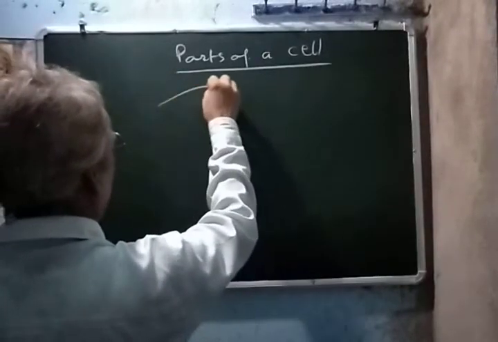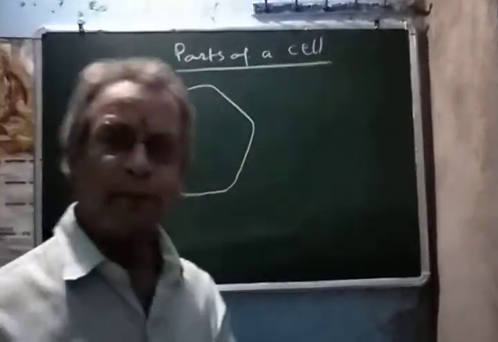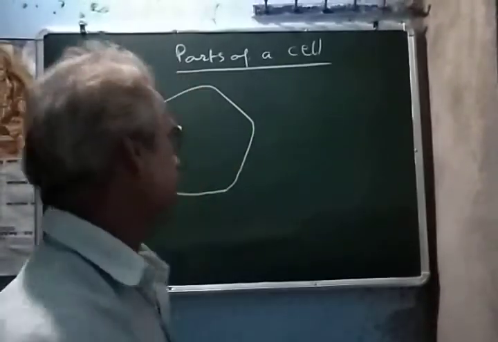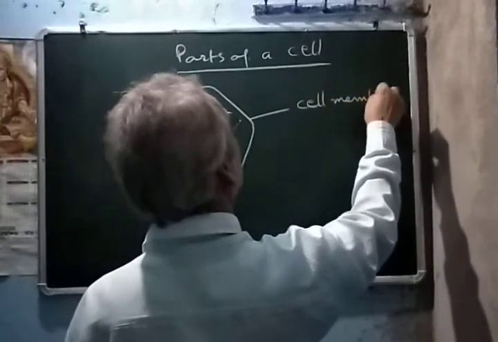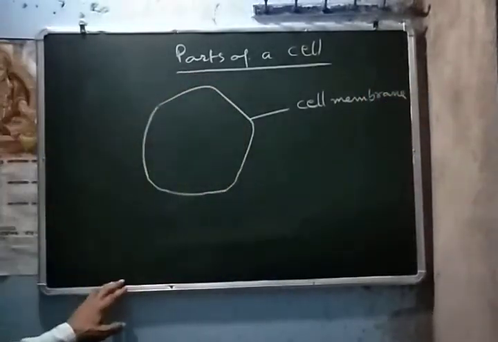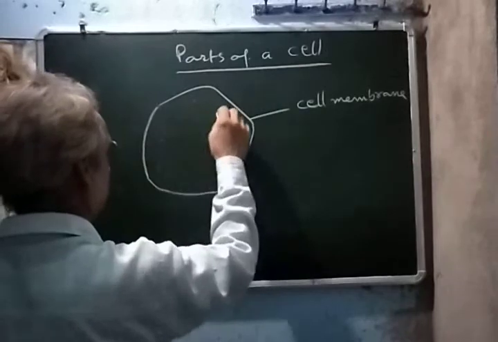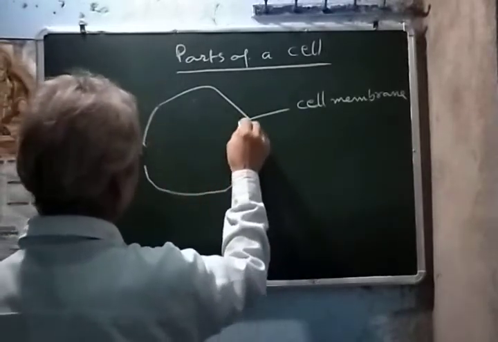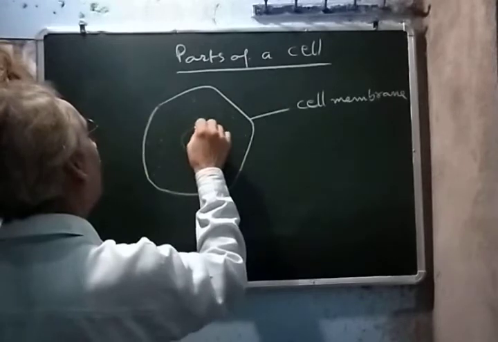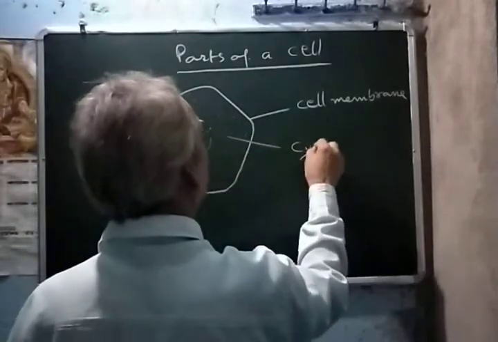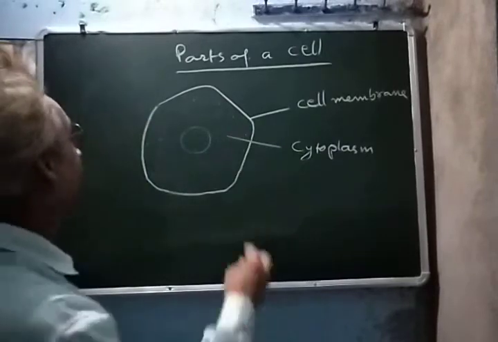Cell is surrounded by a membrane-like layer which is called cell membrane. And a jelly-like substance which is filled in this shell is called cytoplasm. This is called cytoplasm.